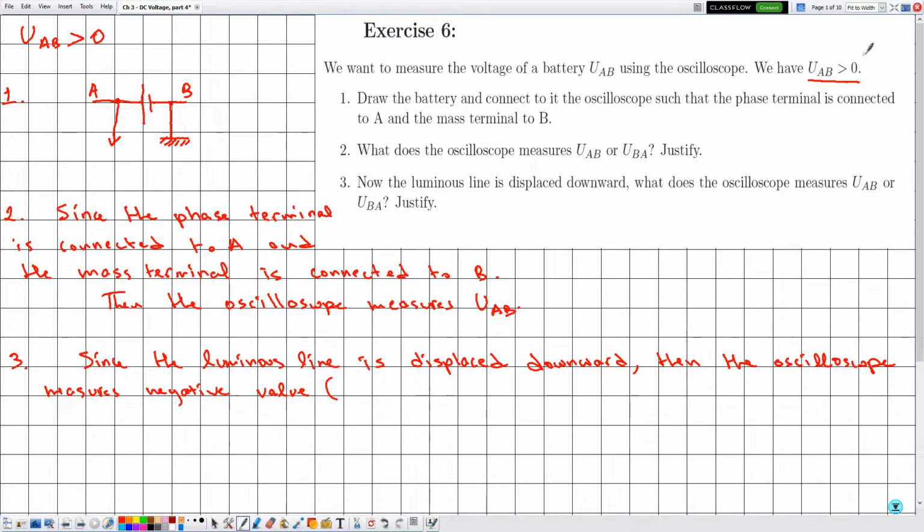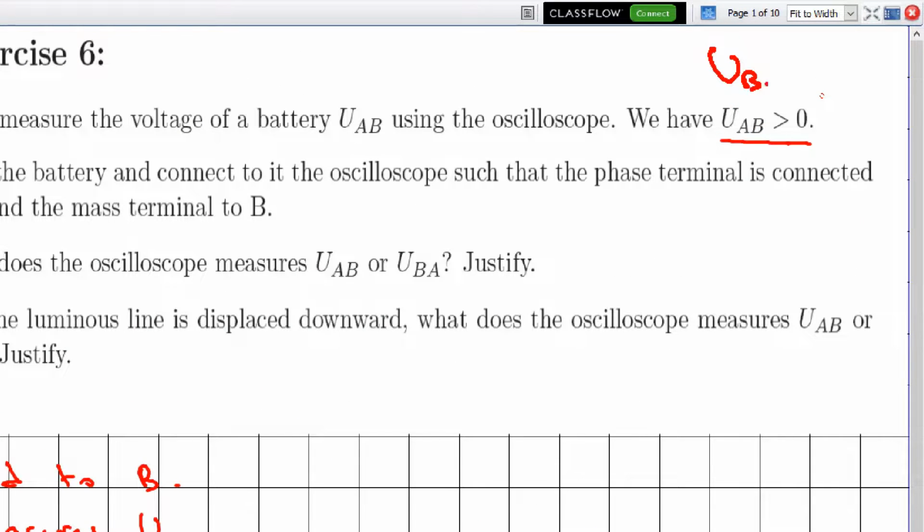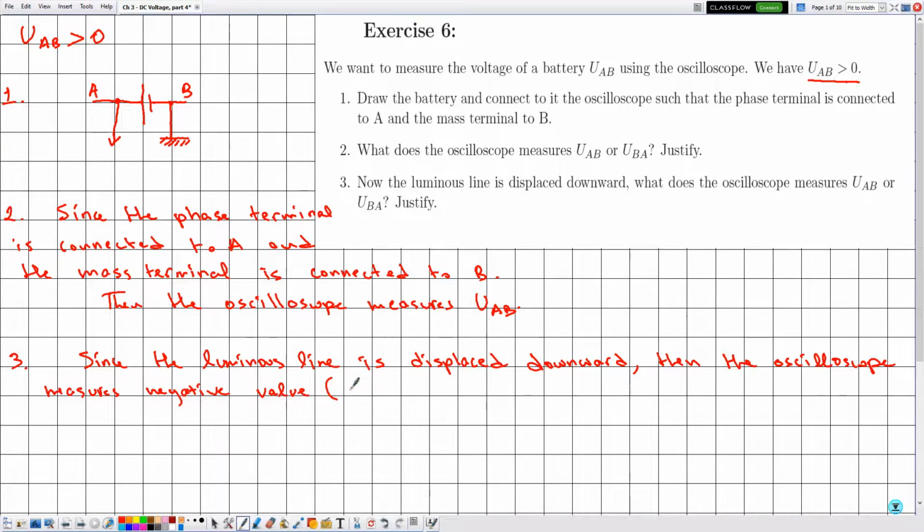In this case, if UAB is positive, then whenever we flip the two letters, we gain a minus sign. So UBA is negative. Between the brackets, let's mention that UBA is negative. If the oscilloscope is measuring a negative value, and we know that UBA is negative, for this reason the oscilloscope measures UBA. Okay, so we have finished this exercise.